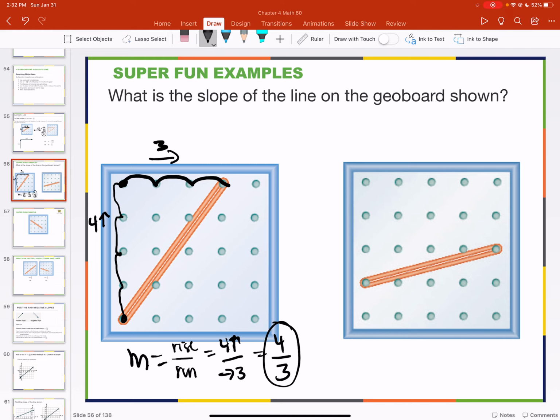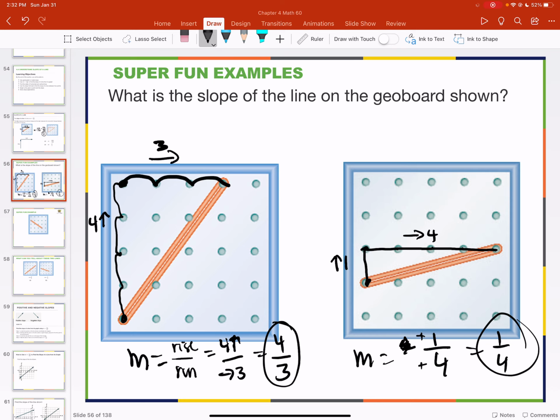Okay, so let's do this next one. Starting from here, we go up 1 space. So up 1. And then it goes to the right 1, 2, 3, 4 spaces. So the slope is going to be 1 over 4, but they're both positive because it's up and to the right. So the slope is 1/4. Okay, let's do another one.